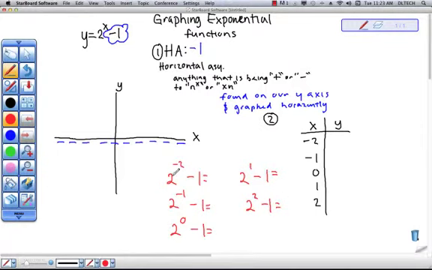2 to the power -2 would be 1/4, minus 1. Go ahead and solve that. 1/4 minus 1 would be -0.75. I'll go ahead and put that on your table: -0.75.